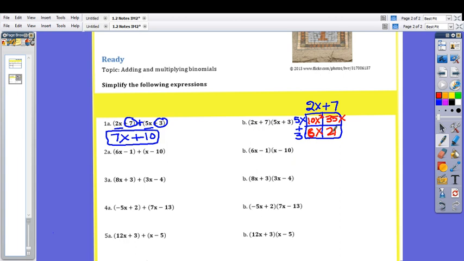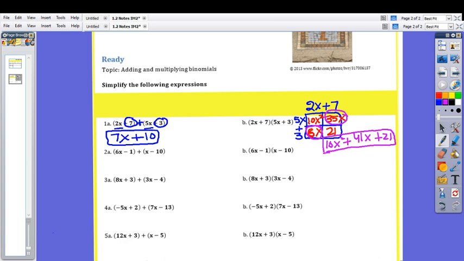Then you can see that these two are like terms, so you can add them. So 35 and 6, so that will be 41x, and then you just add, so 10x squared plus 41x plus 21, and that's your final answer for this one. You cannot combine them further because this is x squared, this is x, and this does not have x. So all these three are three different terms.